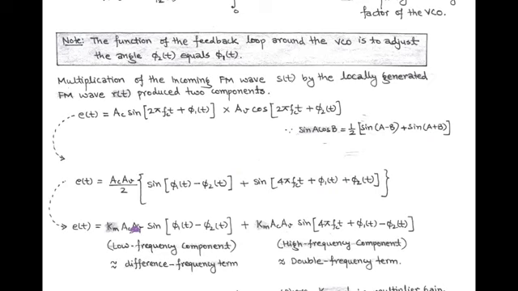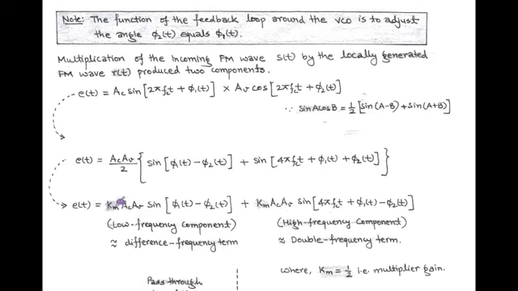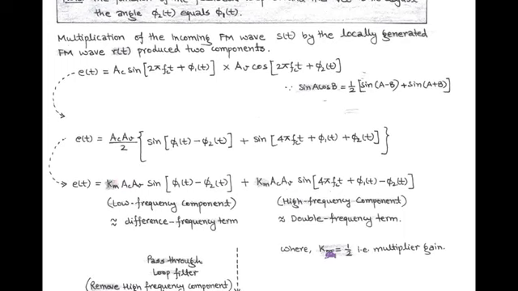And here we introduce a multiplier gain which is equal to 1 upon 2 and call it Km. So in place of 1 upon 2 we can write Km, that is called multiplier gain. And after this arrangement we have two terms. First term corresponds to phi 1 minus phi 2, that is called low frequency component because it is the difference frequency term, and the second is 4 pi fc t plus phi 1 plus phi 2, that is called high frequency component because it has double frequency, 4 times of fc.